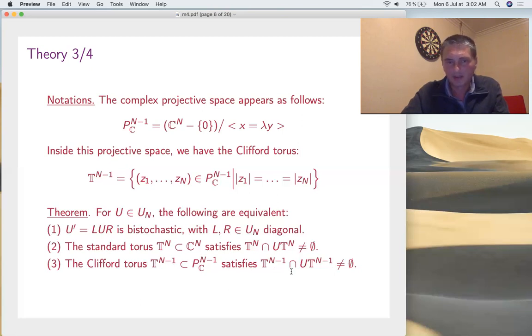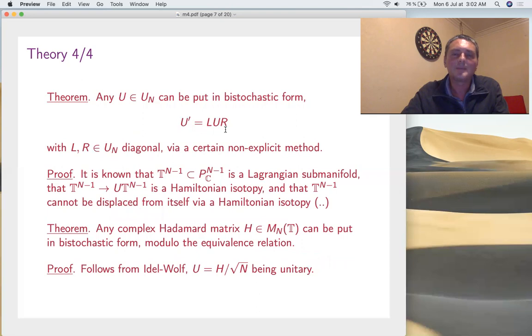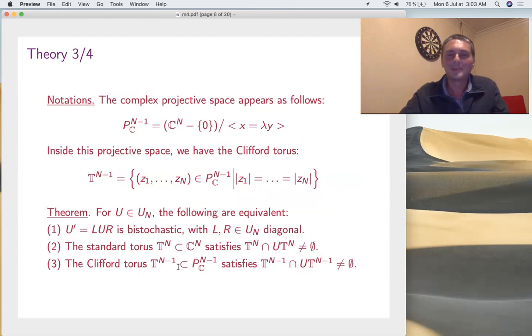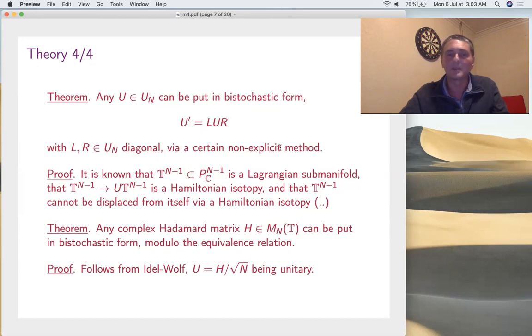Now, the point here, in terms of symplectic geometry, is the following. This Clifford torus is a Lagrangian submanifold, and the multiplication by U is a Hamiltonian isotopy. And the big result in symplectic geometry, so conjectures of Arnold, things like that, and the proof is non-explicit and non-trivial, is that this Clifford torus cannot be displaced from itself via Hamiltonian isotopy. I mean, you always have something in the intersection there. And now, according to this, so this is satisfied. So finally, your matrix can be put in bistochastic form, but it's non-explicit.